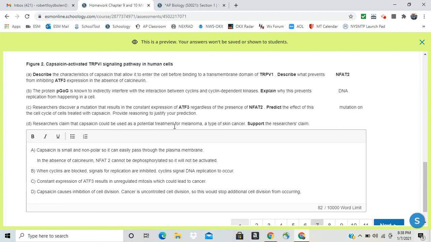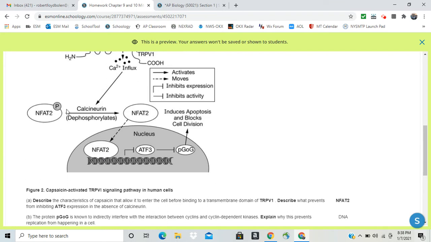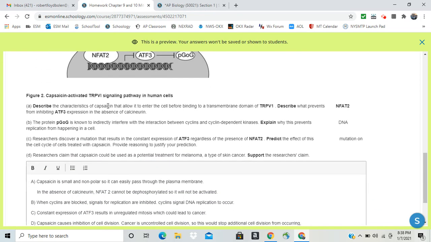Okay. And in the absence of calcineurin, NFAT2 cannot be dephosphorylated. So without calcineurin, you don't take the phosphate off, which means you don't activate it. So NFAT2 remains inactive, and so as a result, you will not be able to affect ATF3 inhibition.